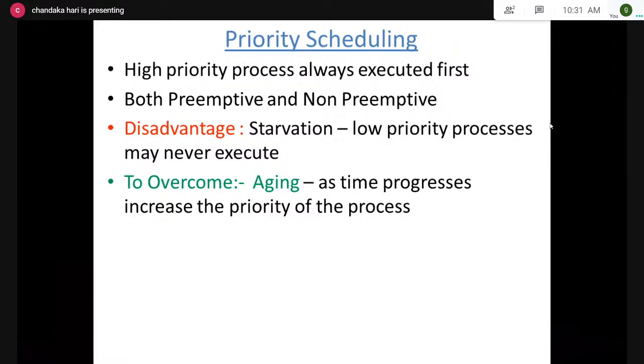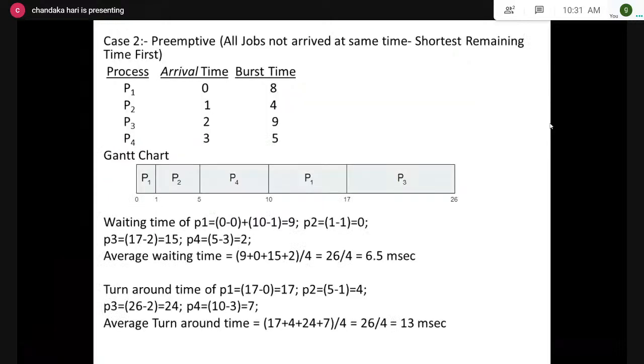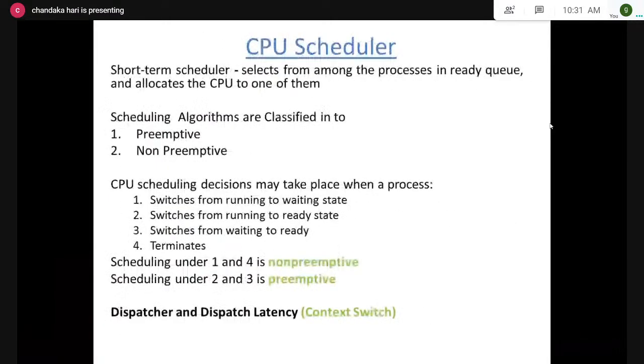The scheduling algorithms are classified into two categories: preemptive scheduling and non-preemptive scheduling. Preemptive means forcibly stopping the execution of one particular process and giving control of the CPU to another process. Whereas in the case of non-preemptive, the CPU does not release its control until the process execution has been successfully completed.